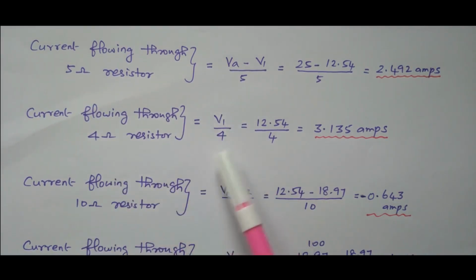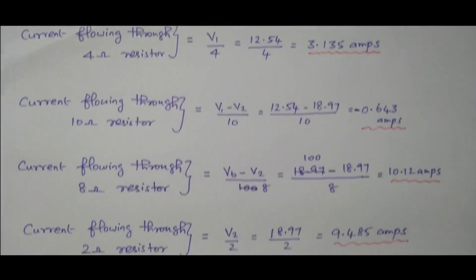Then the current flowing through the 4 ohm resistor is V1 by 4. This is already available in the diagram, which we already discussed. From that you can easily understand. So V1 by 4, 12.54 divided by 4, is 3.135 amperes. Current flowing through the 10 ohm resistor is V1 minus V2 divided by 10. So 12.54 minus 18.97 divided by 10 is nothing but minus 0.643 ampere. This is negative. We got the negative value.